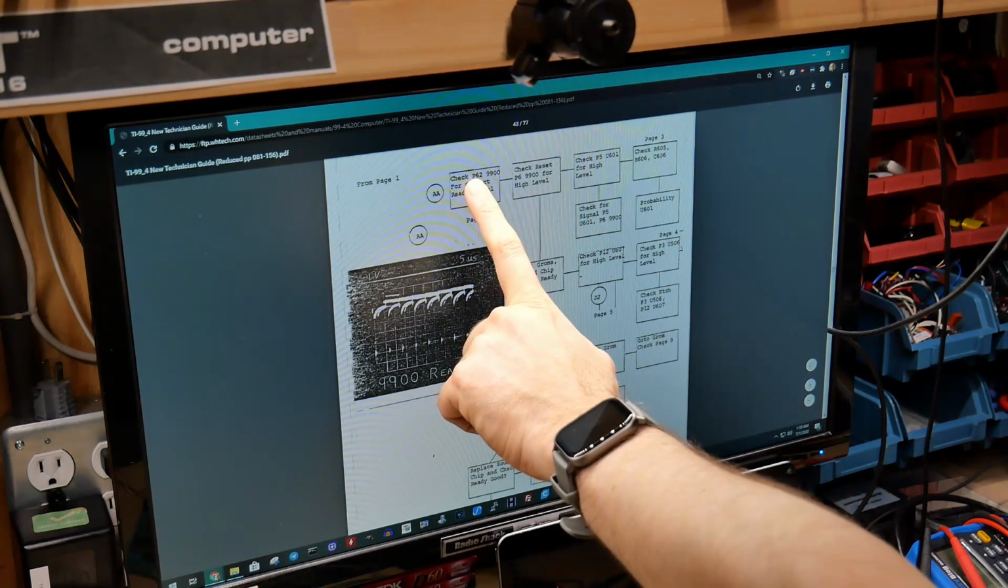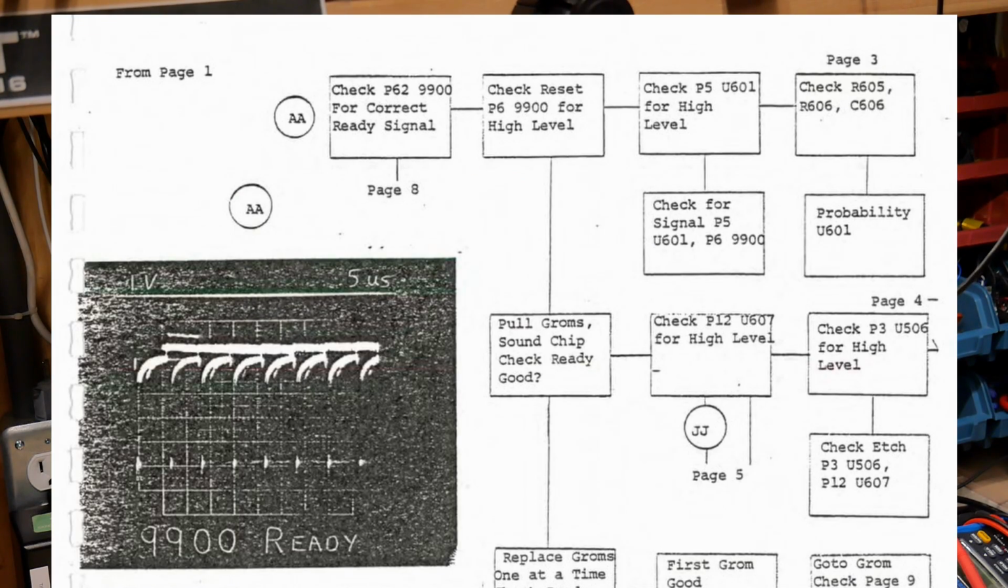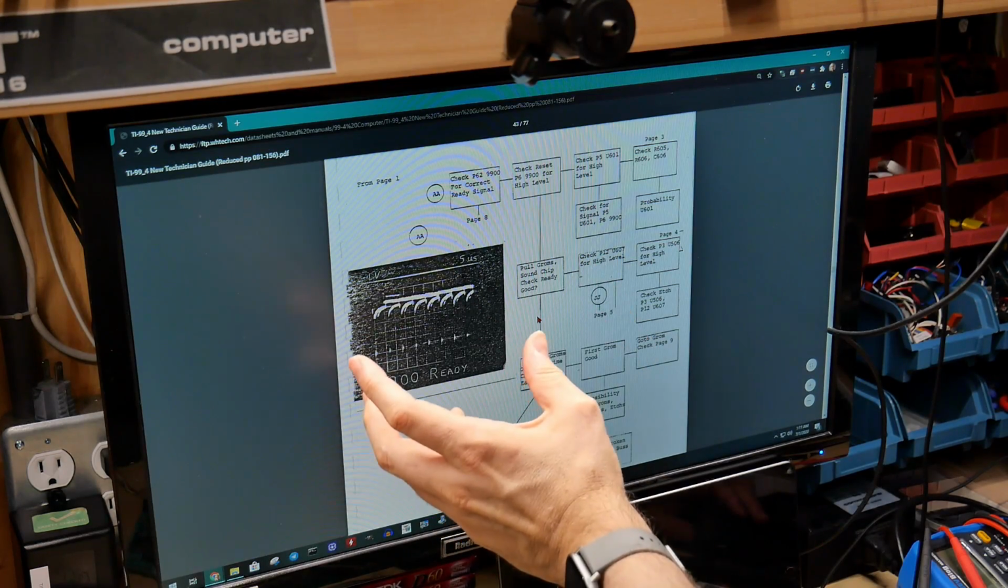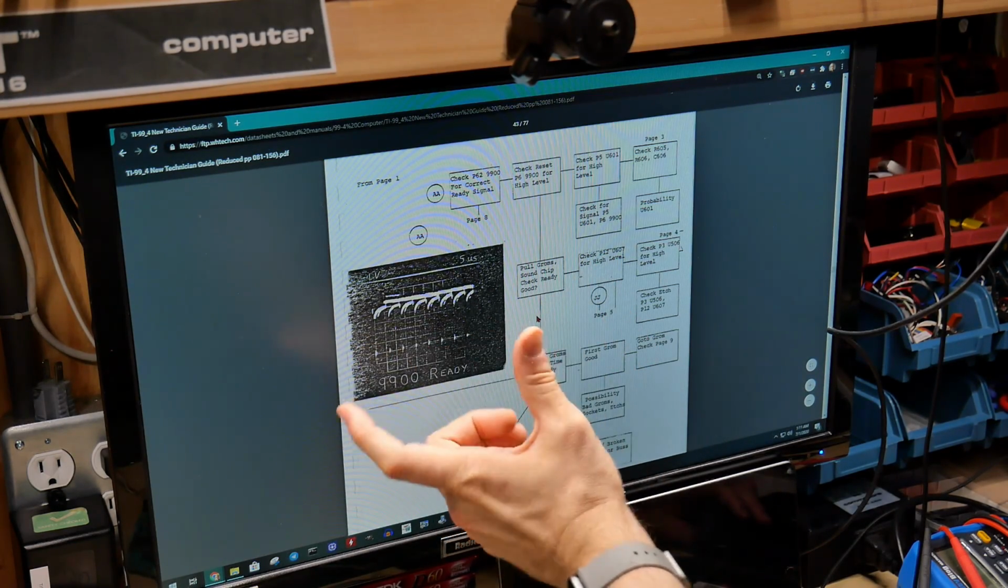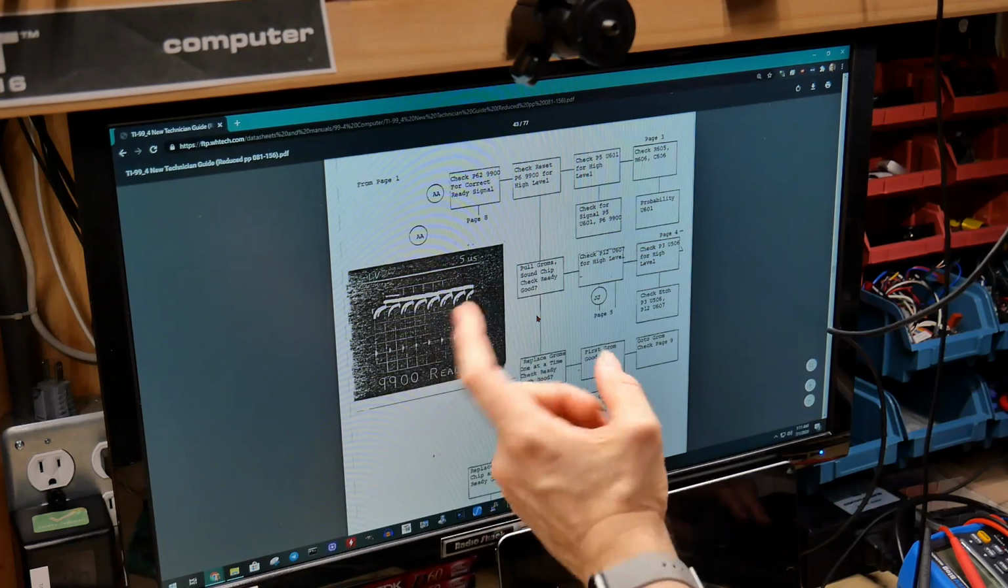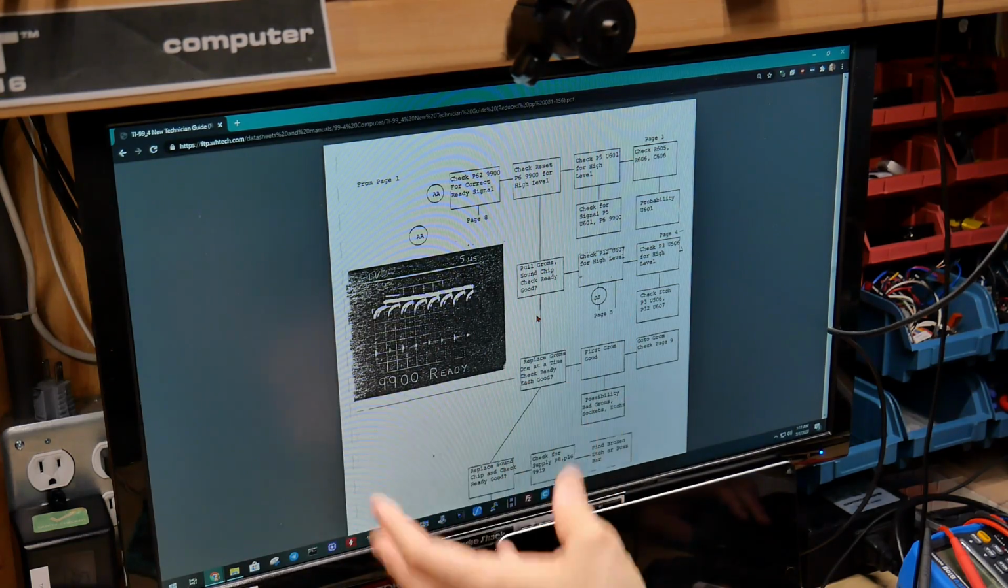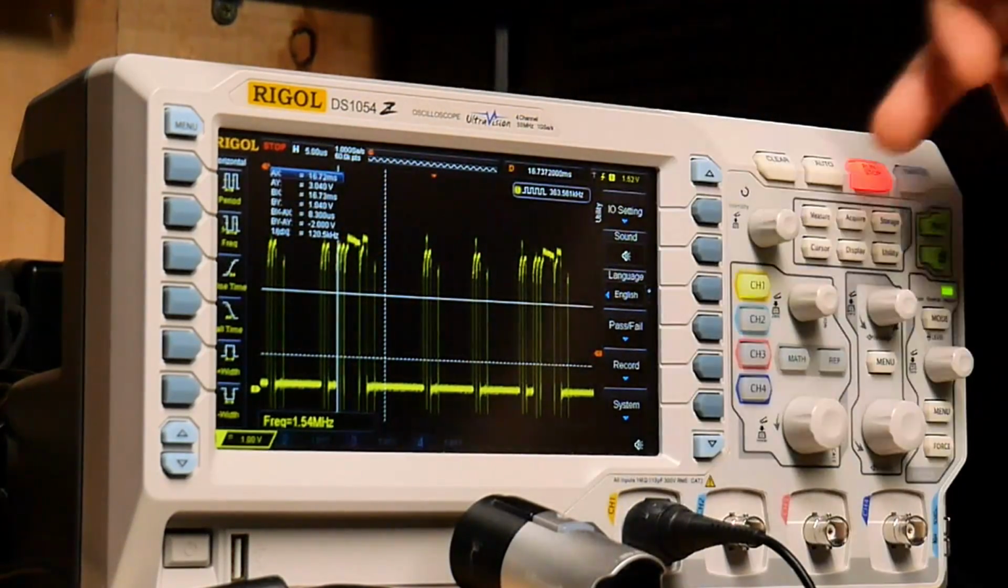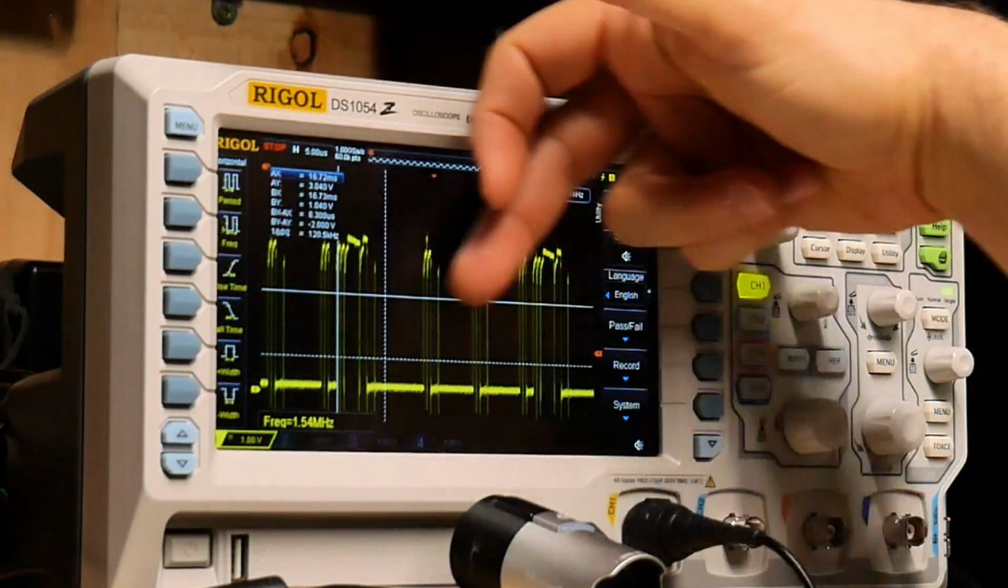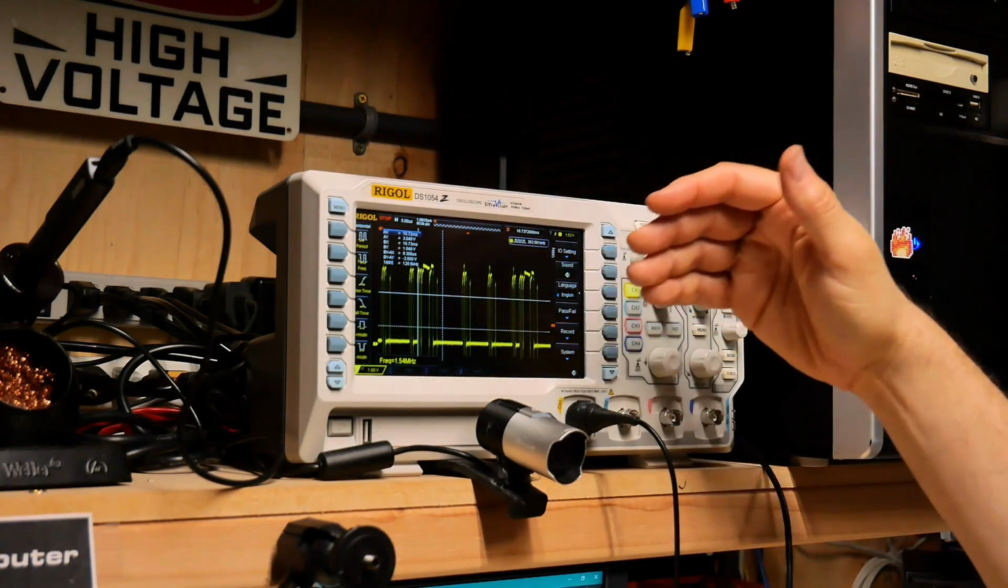Now it says check pin 62 on the processor for the correct ready signal. And there's this picture here, which is so hard to read, but it's an oscilloscope reading showing the ready signal, which is pulsing. And I guess it's supposed to look like this when the computer is working properly. Well, I checked it, and this is currently in stop mode, but basically this doesn't look anything like the picture in the document.